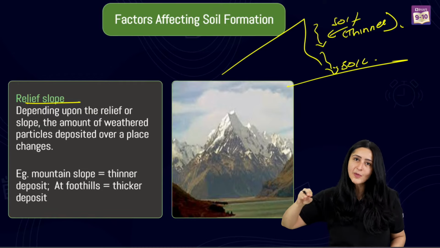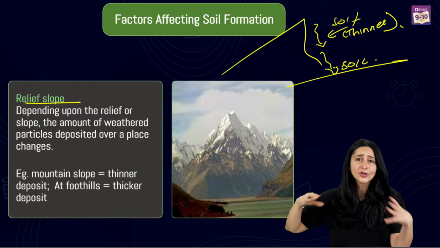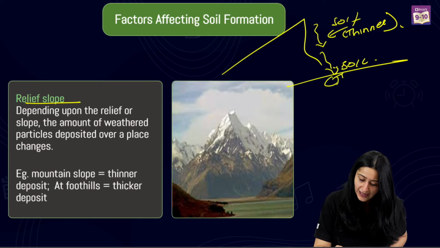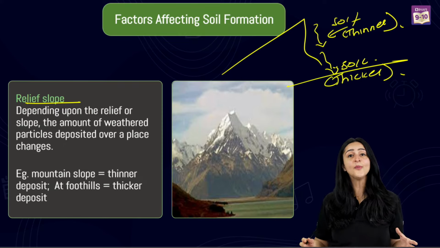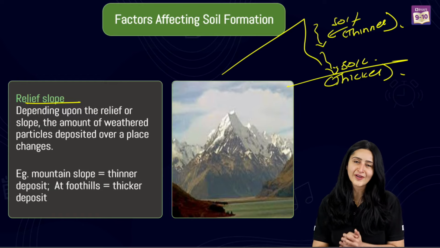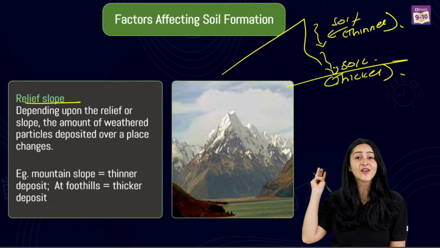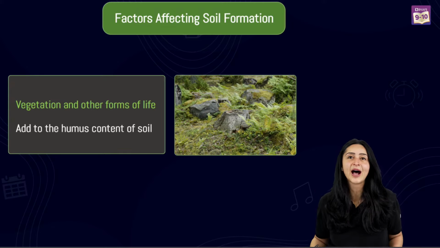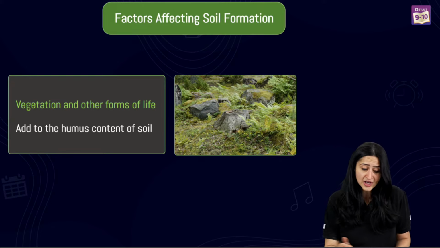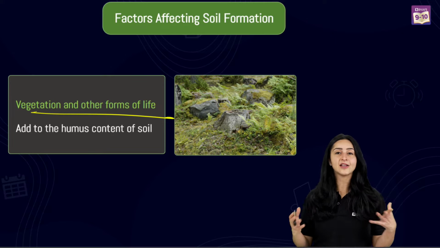And at the bottom of the altitude or the slope, we basically will have a thicker deposit of soil, and this is how altitude or slope affects soil formation. So this was factor number 3. Then we move ahead and we talk about factor number 4, which is vegetation and other forms of life.